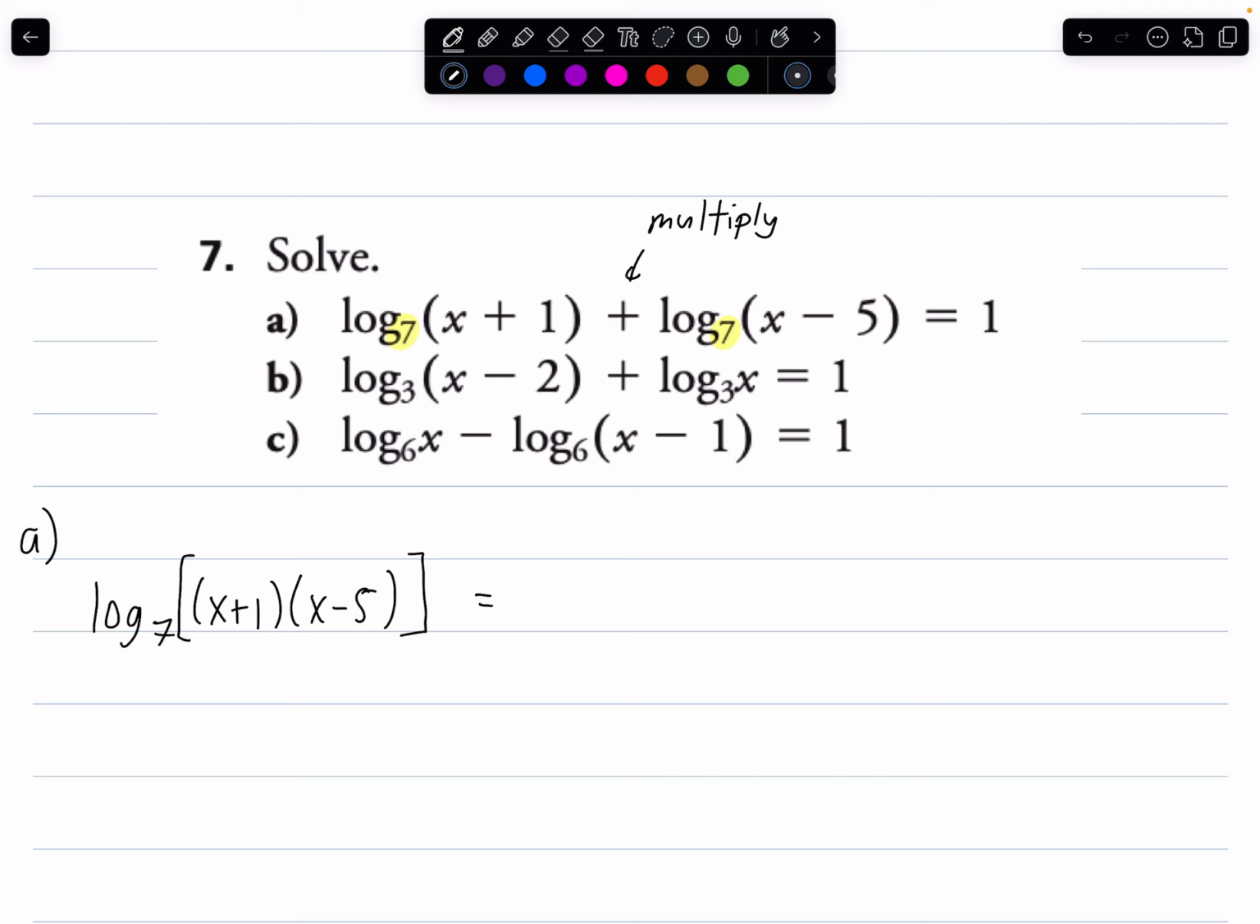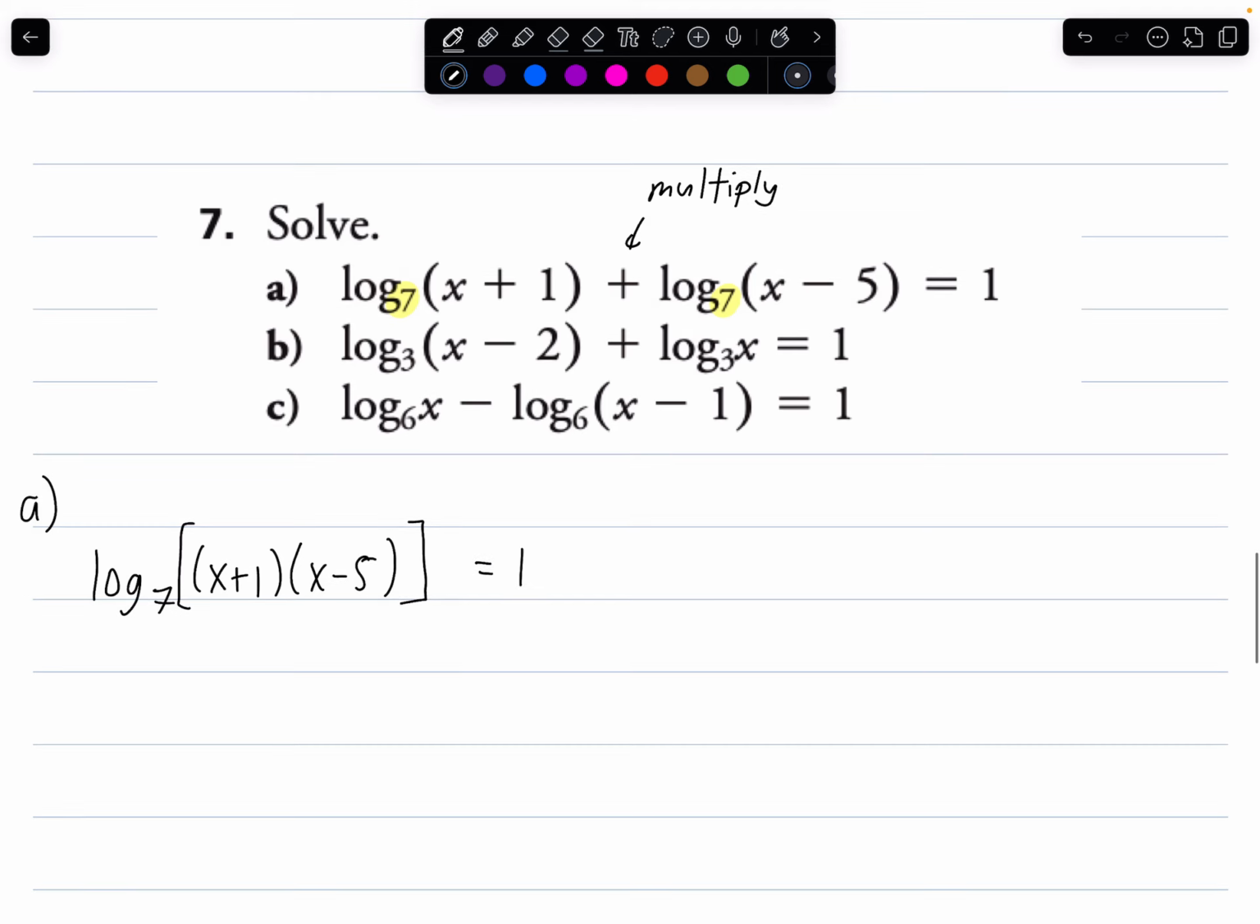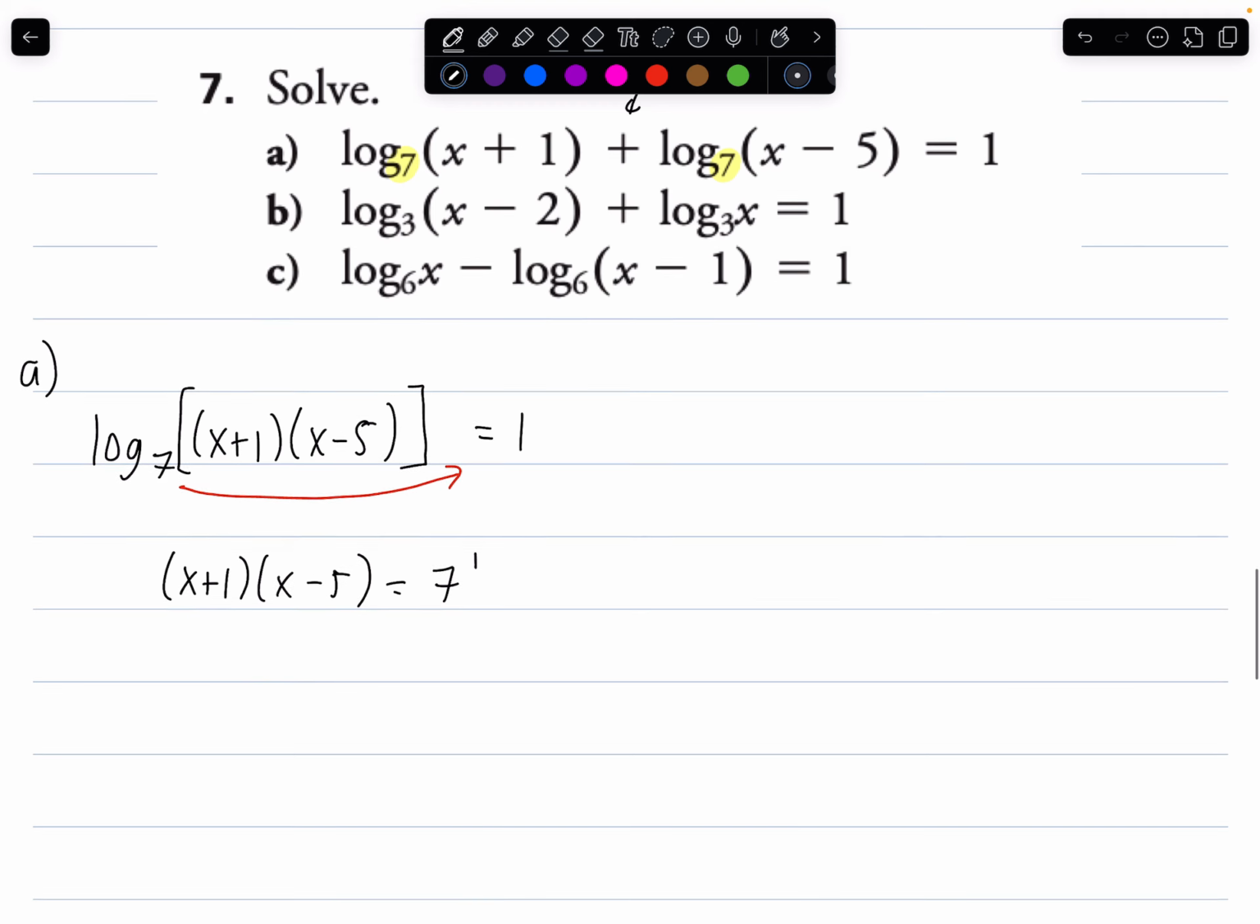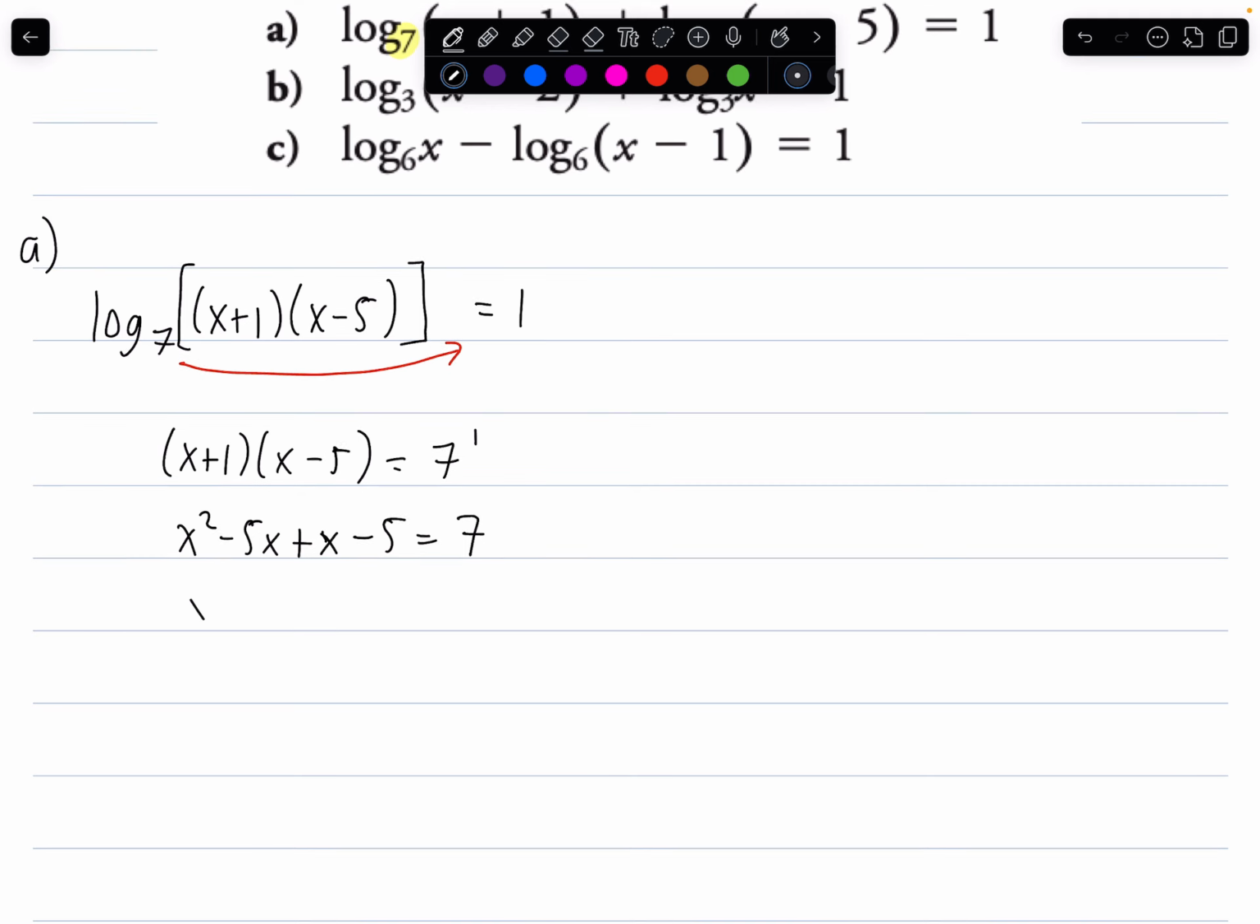And now what I'll do is I'll take that 7 and I'll bring it over to the other side. So we'll have x plus 1 times x minus 5 equals 7 to the power of 1, because the 1 gets booted up to the exponent. Over here, I'm just foiling now, so x squared minus 5x plus x minus 5 equals 7. And then as you can see, a quadratic is forming as we go. So you'll get minus 4x, and then bring the 7 over, you get minus 12 equals 0.